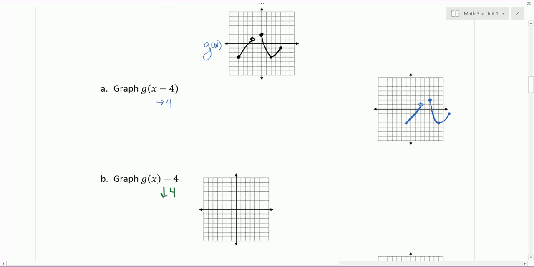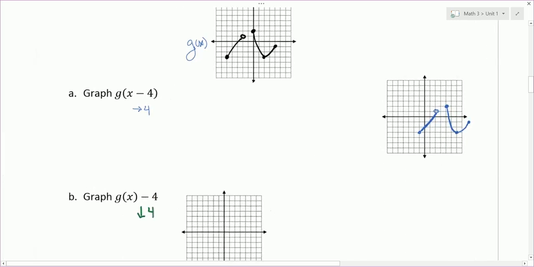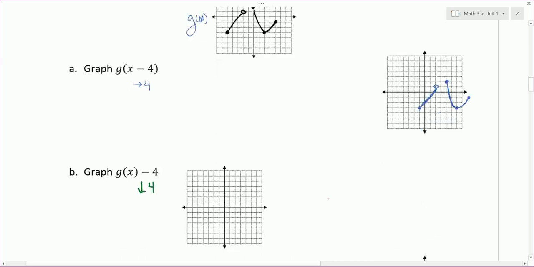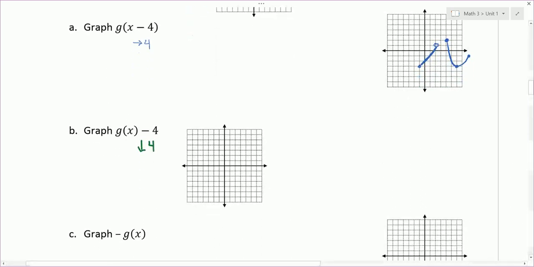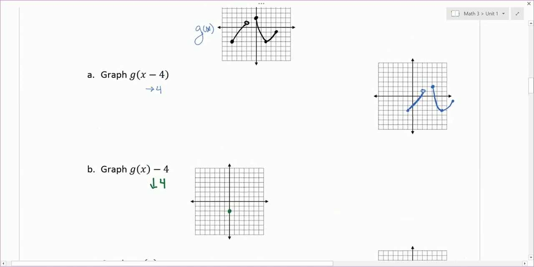So again, we pick a point on the original g of x and go from that point. Here I'll start maybe from the center. So that's an easy point to start at. We have one at (0, 2). And from (0, 2), I'm going to drop down 4. And there I have it. Just keep track of what point you're working with.